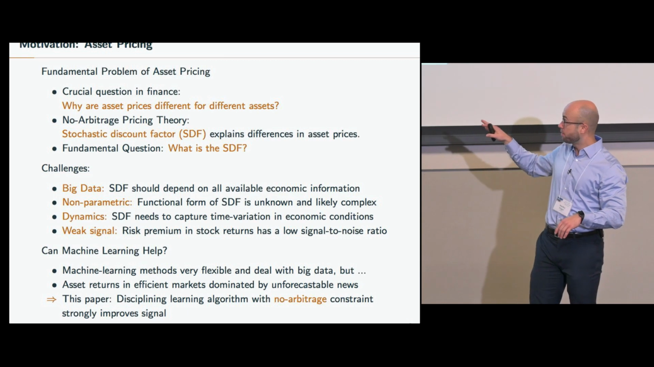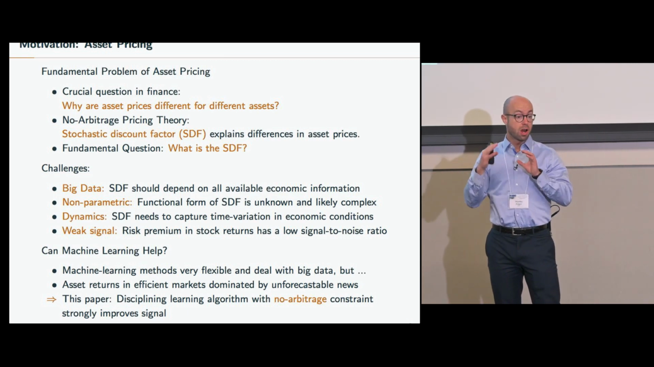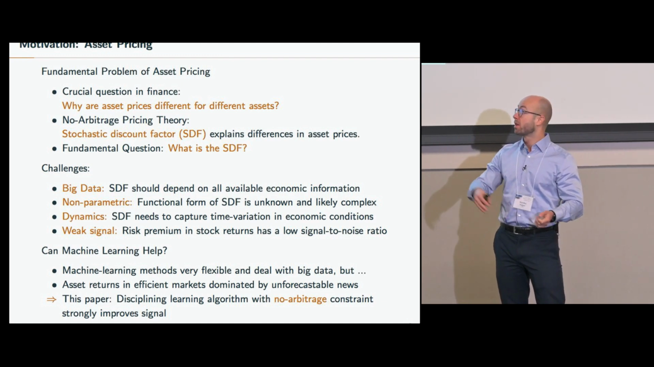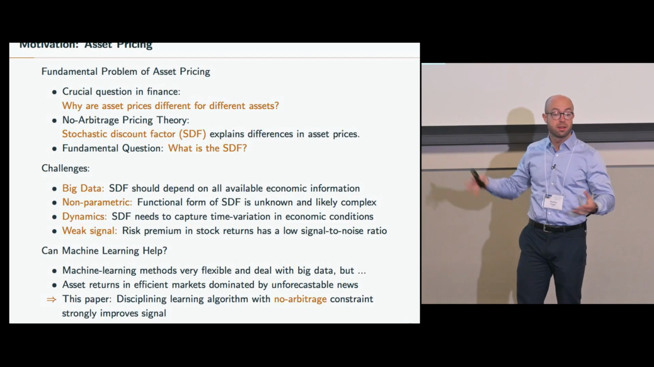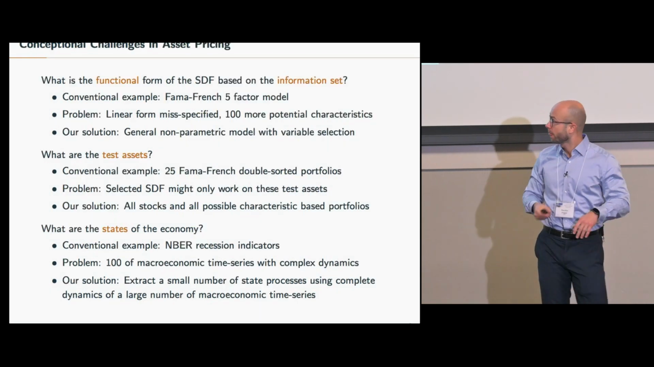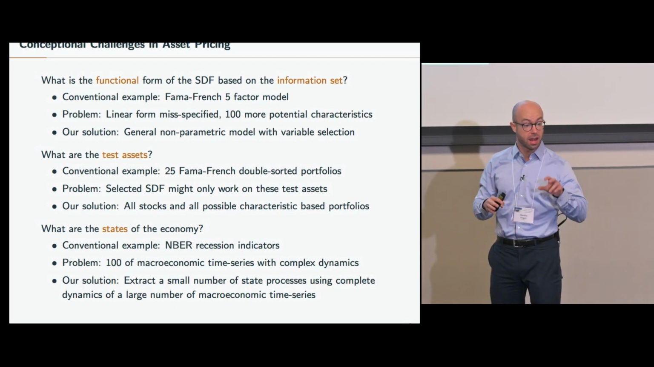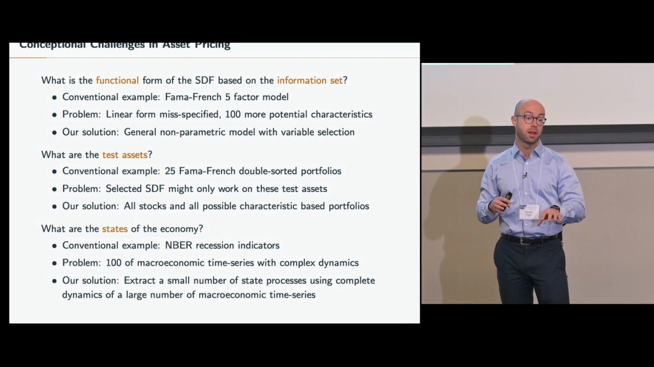Now, the innovation of this paper is that we are using no arbitrage constraints and combine them with the flexibility of machine learning to deal with the low signal-to-noise ratio, but at the same time being able to fit the right functional form. Now, before I go into the model, I want to highlight three conceptual challenges that we have in asset pricing and how we deal with them.